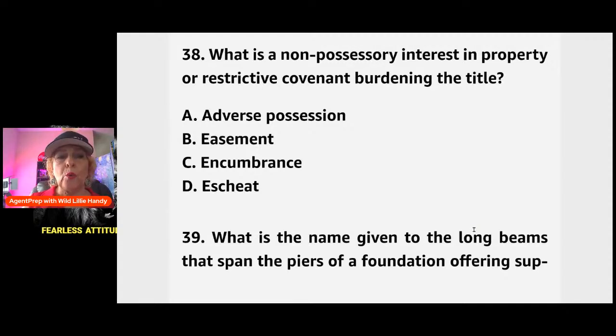38. What is a non-possessory interest in property or restrictive covenant burdening the title? A, adverse possession, B, easement, C, encumbrance, or D, escheat. Something attached to the title, non-possessory interest. So they don't possess it, okay? They're not using it. However, they attach something to it.